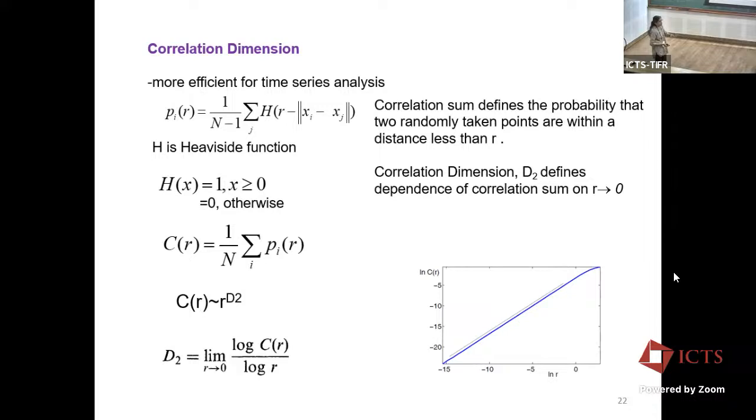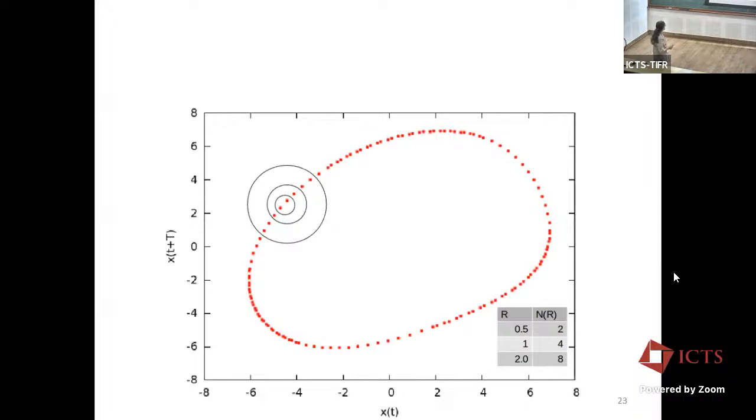Because there is a particular non-uniform distribution for a given trajectory, there is a scaling for this. This correlation sum will scale as r raised to D2, where r is the distance that you are using here. And therefore this D2, which you can get by taking logarithms of this equation, is called the correlation dimension. So for a given system, you take the logarithm of r here, the logarithm of C(r) here, and find the slope, which should give you D2. This is one of the measures you can use to check whether the dimension is the correct one.